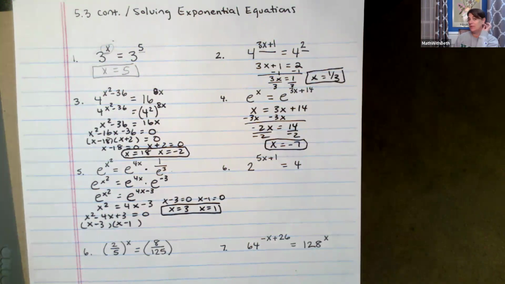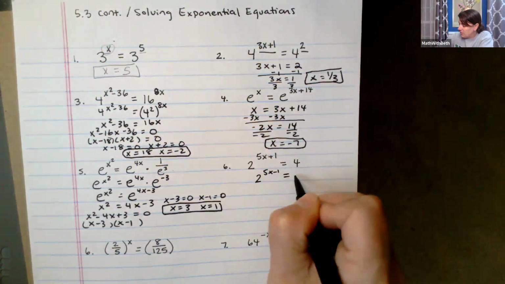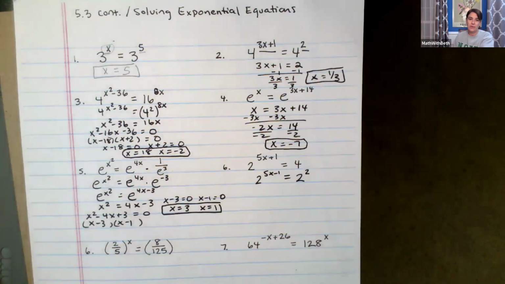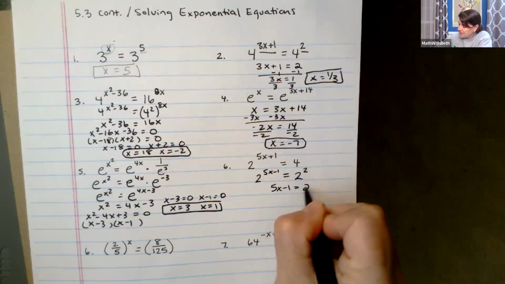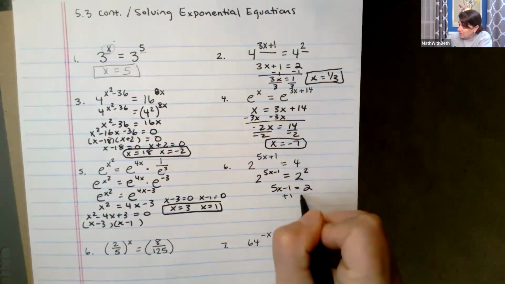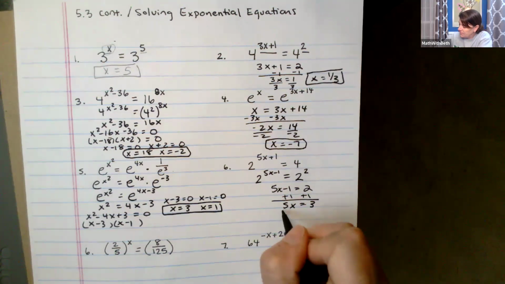Okay, number 6 is very similar to number 3. So if you want to pause and try it yourself, you could rewrite this. So 2 is fine, but 4 I could rewrite as 2 to the second power. And now I'm ready to go. Set the exponents equal and think about what you need to do to solve.